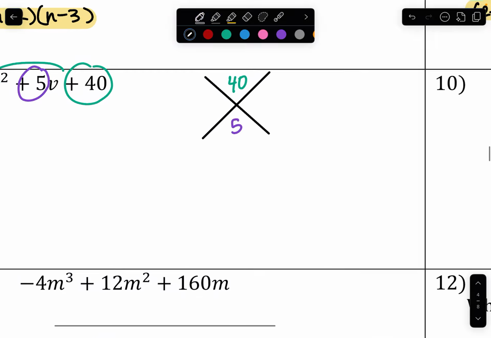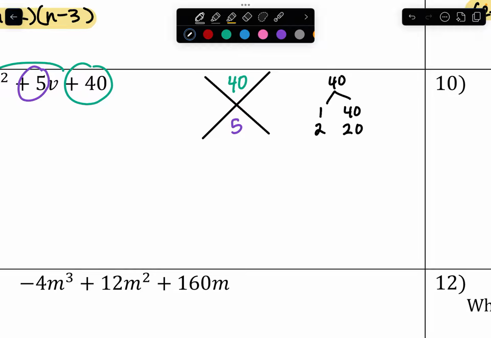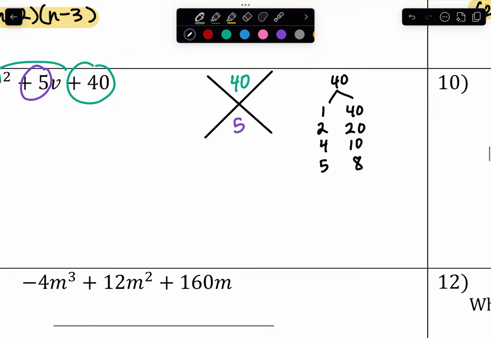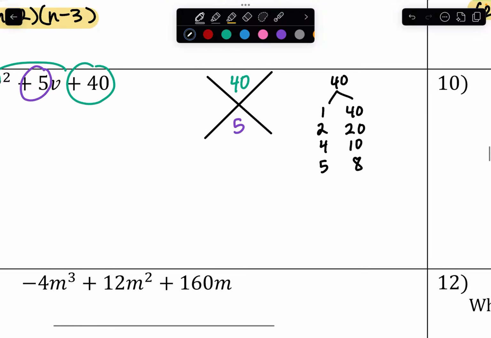And then as you're making your list of numbers that multiply to 40, we have 1 and 40, 2 and 20, 3 doesn't work, 4 and 10, 5 and 8, 6 doesn't work, 7 doesn't work. So these are all the possibilities. And so we're looking for a combination of these numbers that would add to 5. 1 and 40 doesn't work, 2 and 20 doesn't work, 4 and 10 doesn't work, 5 and 8 doesn't work.